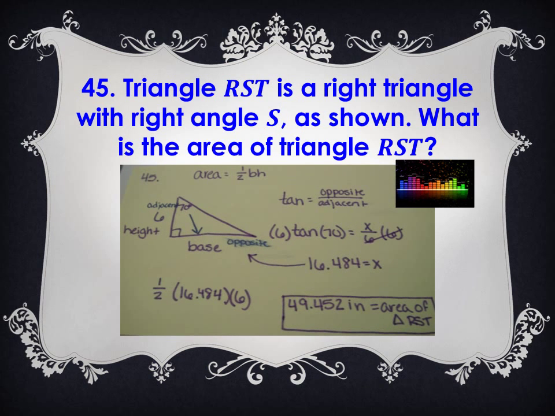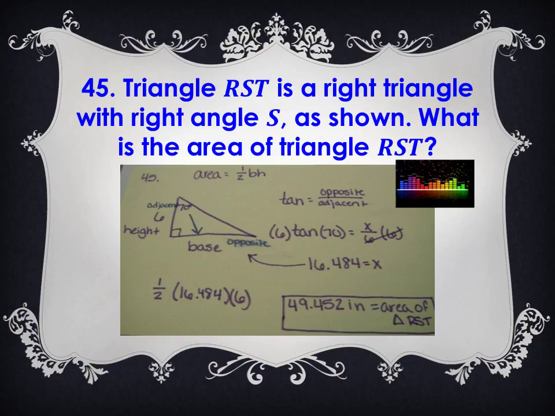In this problem, we need to find the area of the triangle that's given. The area of a triangle is 1/2 base times height. We are given the height, but we are not given the base. So we will use trigonometric functions in order to find our base. The base is on the opposite side of the angle given, and the height is the adjacent side. The trig function that uses opposite and adjacent is tangent.